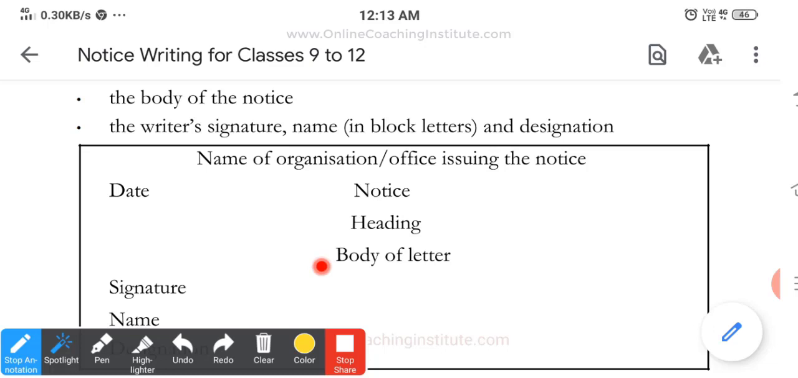Who is organizing? That you write, our school is organizing or our society is organizing, like that. And for whom means who are the target people. So you have to mention that also. For example, for the students of class 9th, 10th, 11th or 12th or any other class. Okay, and then after, when is this going to be organized? Okay, so that must be mentioned properly. You have not to skip writing such things. You have to mention properly when is that program going to be held.